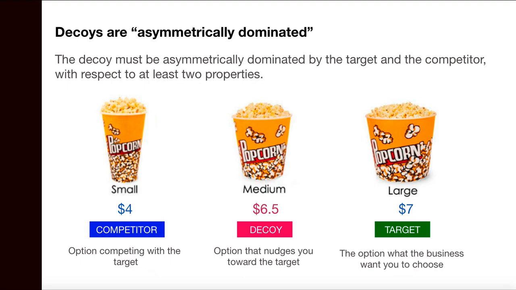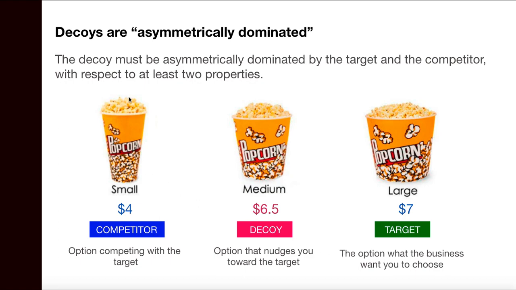So we know that the center medium is a decoy. The other option would be the competitor, which is small, and this competes with the large. And if you see the middle one, which is the decoy, this option nudges you towards the target. So we have all seen how it nudges people to the target, right? In one way. But we can understand that more clearly. By now you might know what the target, competitor and decoy are.